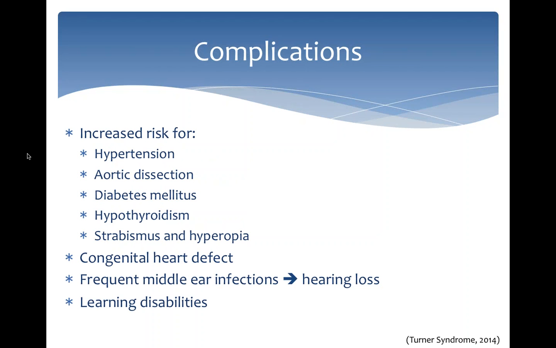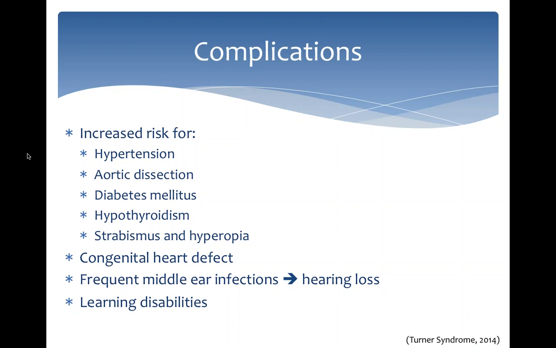So, some complications of having Turner syndrome: they are at an increased risk for hypertension, aortic dissection, diabetes mellitus, hypothyroidism, strabismus, and hyperopia. I want you guys to keep in mind the risks they are at an increased risk for, because when we talk about screening recommendations, we'll refer back to these risks.